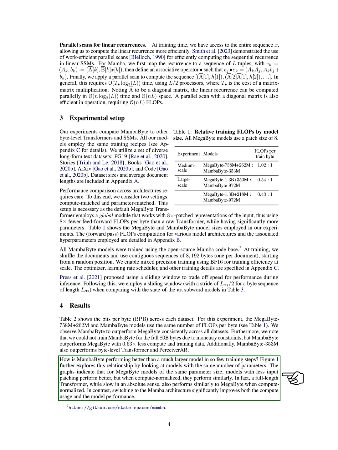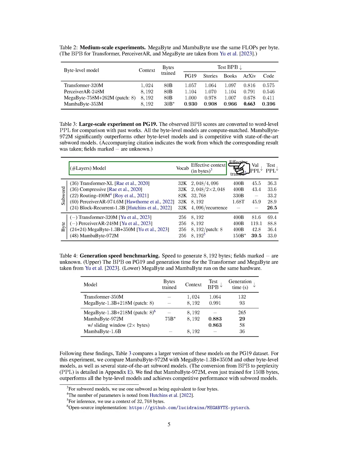When we look at models with the same number of parameters, we find that models with less input patching perform better, but when compute normalized, they perform similarly. However, switching to the Mamba architecture significantly improves both the compute usage and the model performance. For example, we found that MambaByte, even when trained for fewer bytes, outperforms all the byte-level models and achieves competitive performance with subword models.